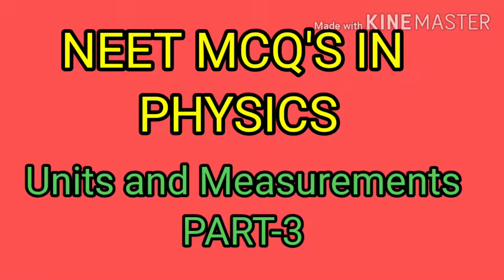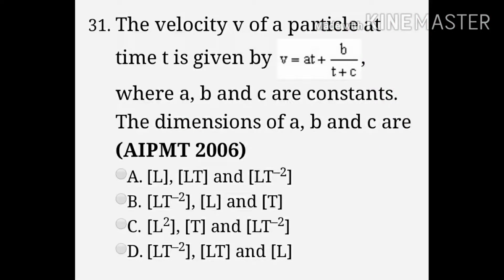Today we are going to see Units and Measurements Part 3, questions 31 to 45. Question number 31. The velocity v of a particle at time t is given by v is equal to at plus b by t plus c, where a, b and c are constants. The dimensions of a, b and c are, they have given 4 options.